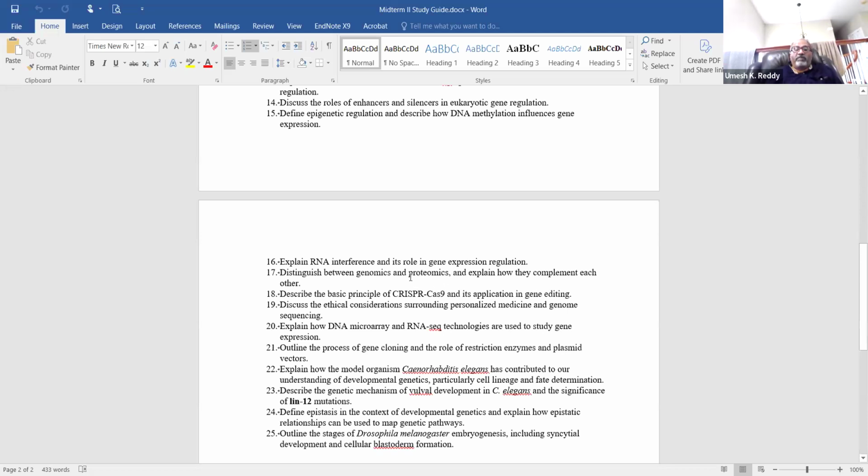How can we develop the data? LCMS, this kind of instruments, they can sequence proteins. That is called peptide sequencing. So genomics is coming from DNA sequencing, and proteomics is coming from peptide sequencing.